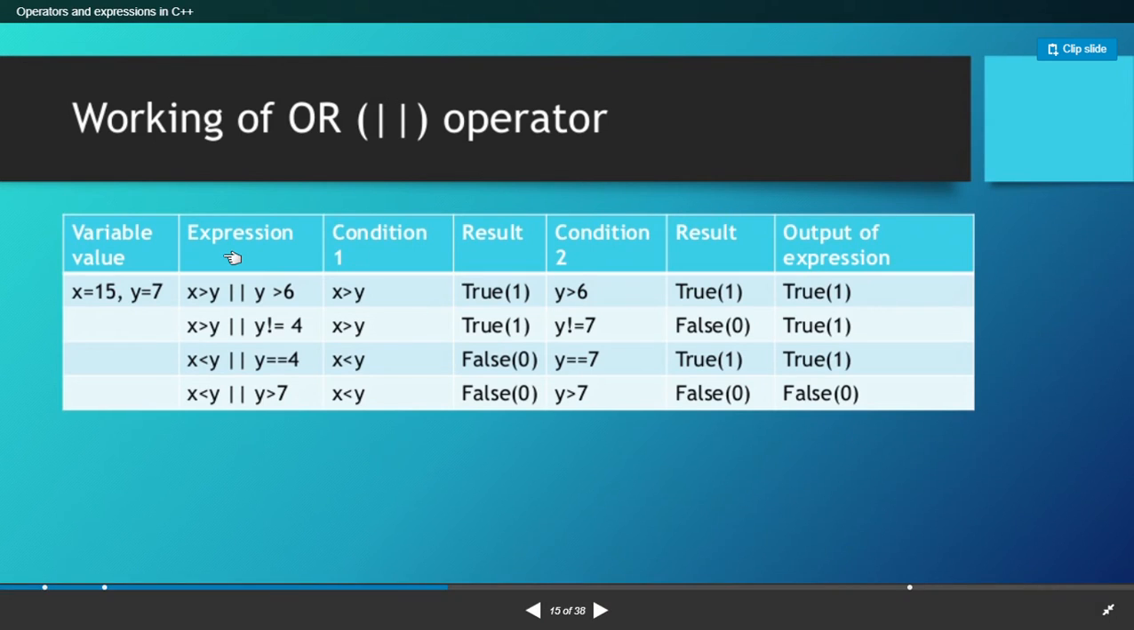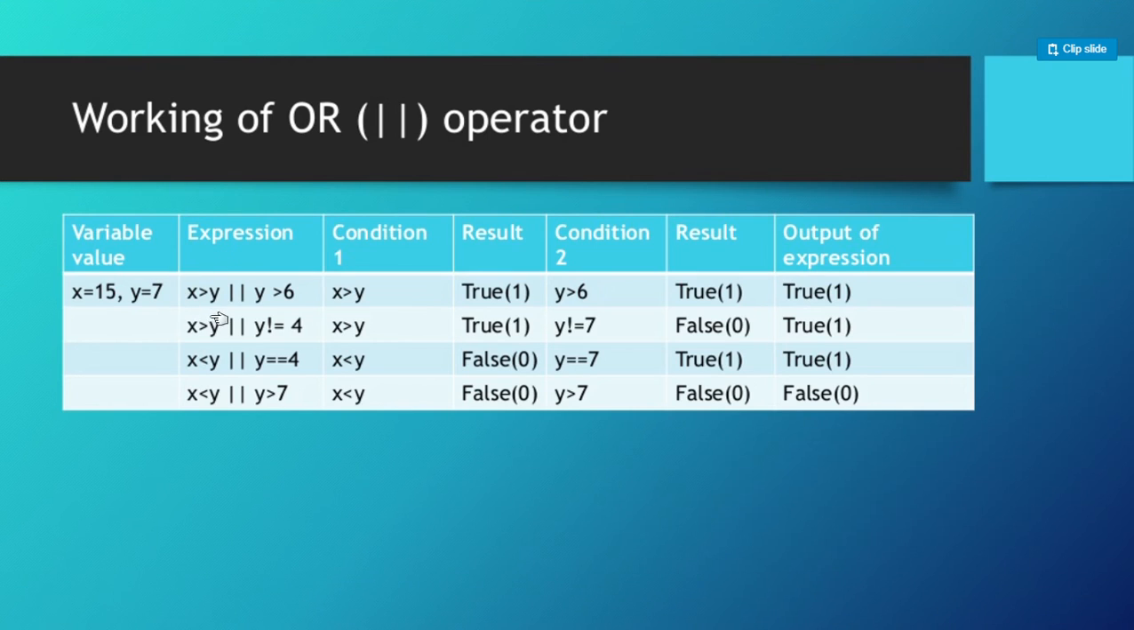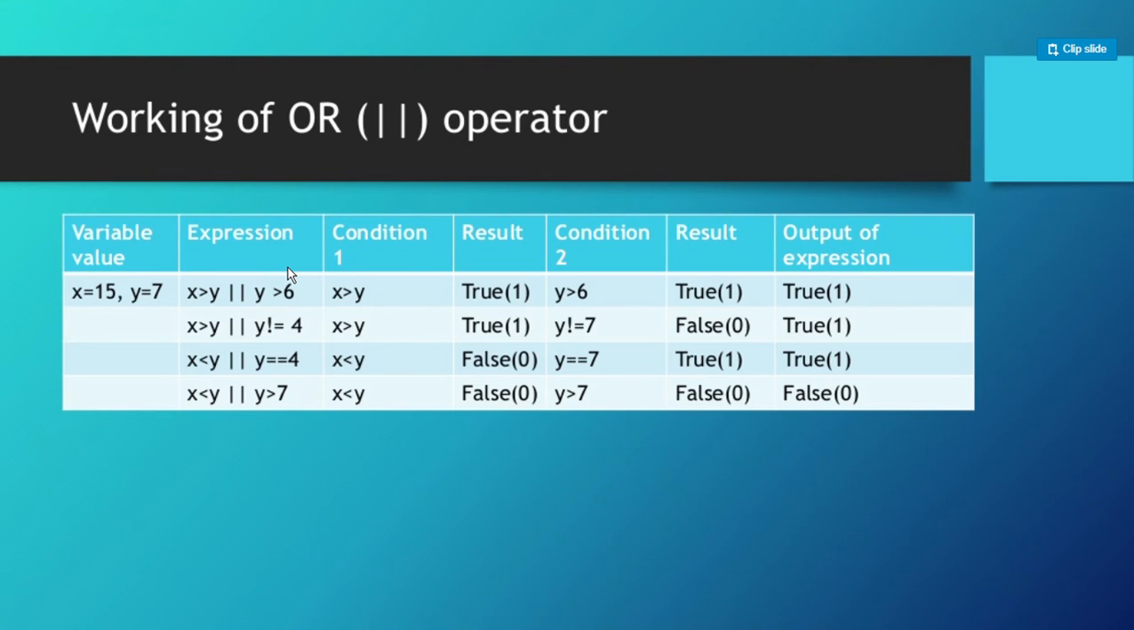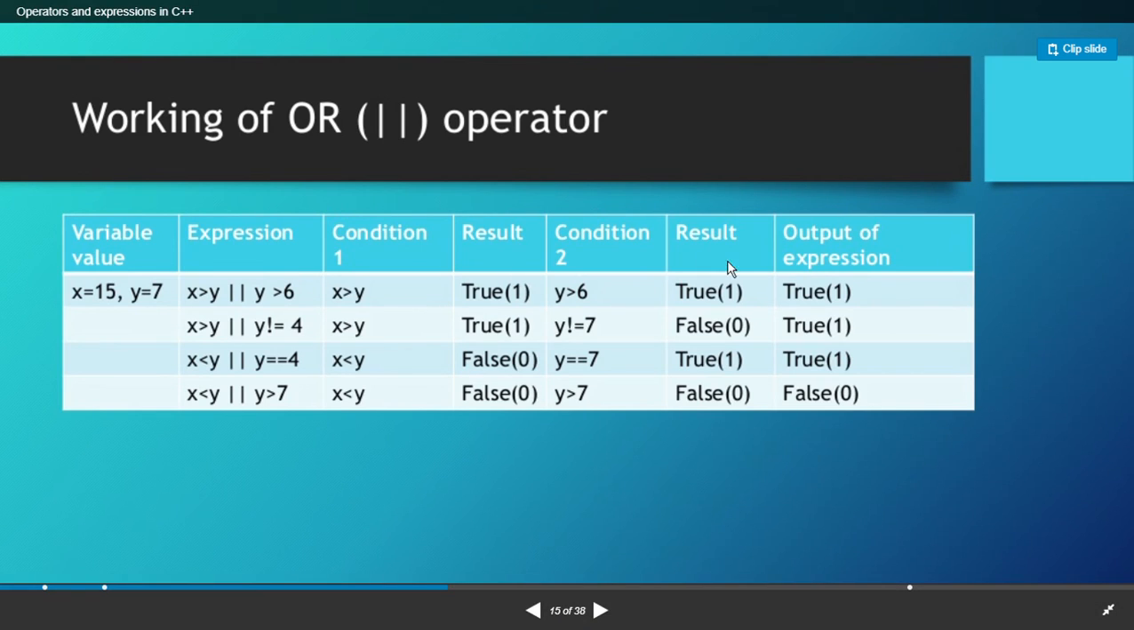In this case, we can see that in this expression, x is greater than y and y is greater than 6 are the two operands of our logical OR operator. Both results are true, so the output expression will be true also.